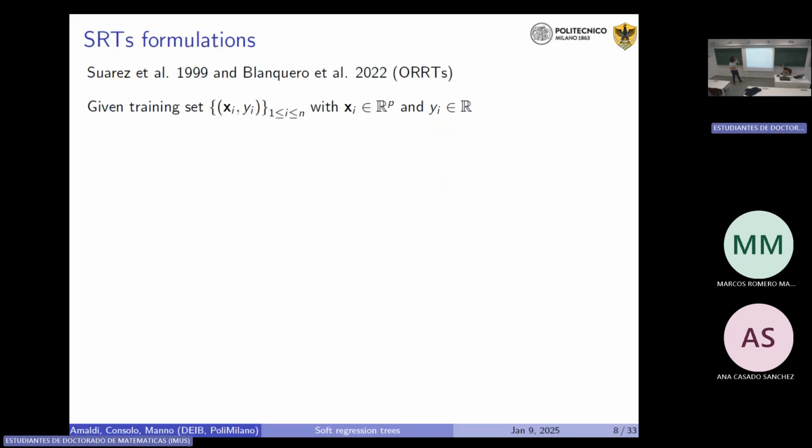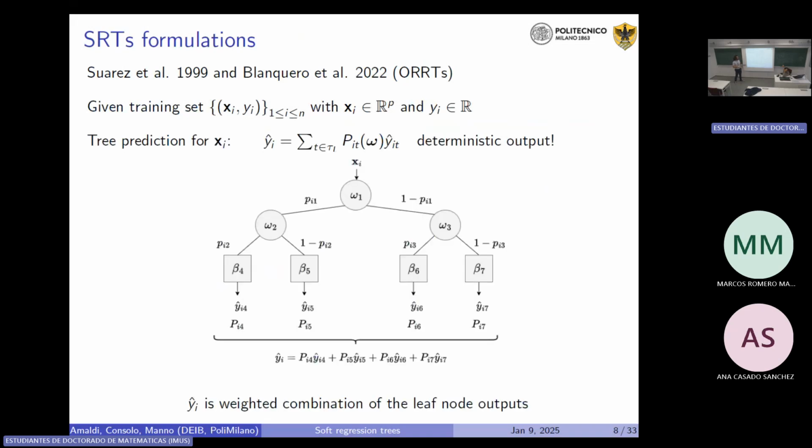The previous SRT formulations, the ones of Suarez et al. and Blanquero et al., are based on the idea that the final prediction of the tree is a weighted combination of all the linear regressions associated to each leaf node. So the final prediction, y hat i, is just a weighted combination of the linear regressions of the leaves, where the weights are the probabilities. In this way, the final response is deterministic, because the probability is used only as a weight for the prediction.